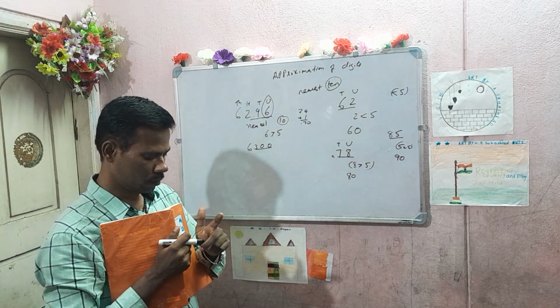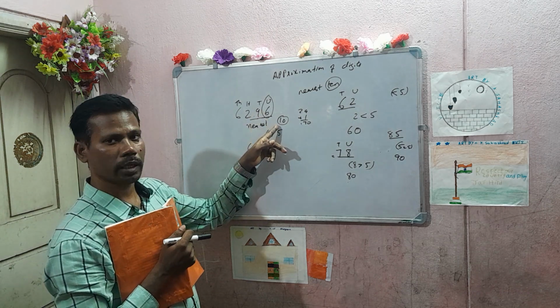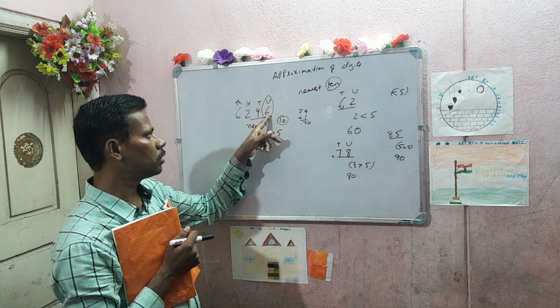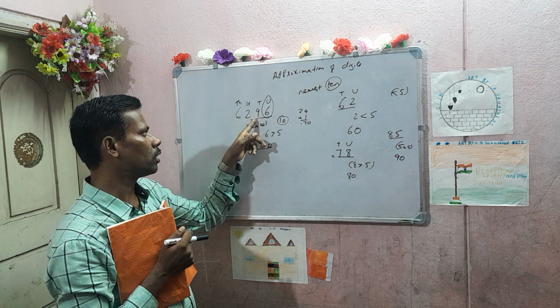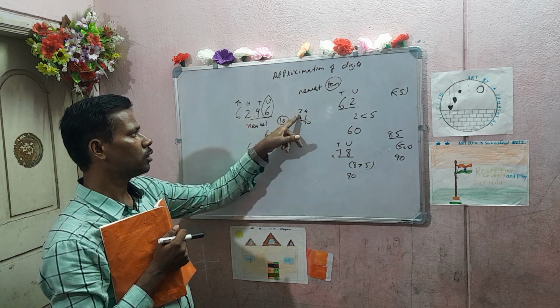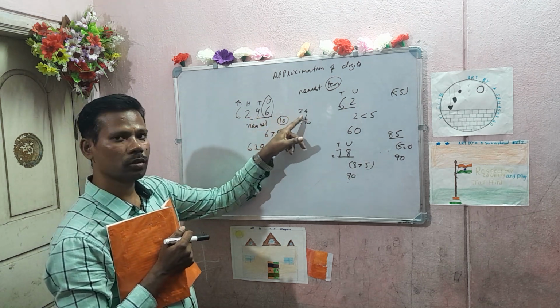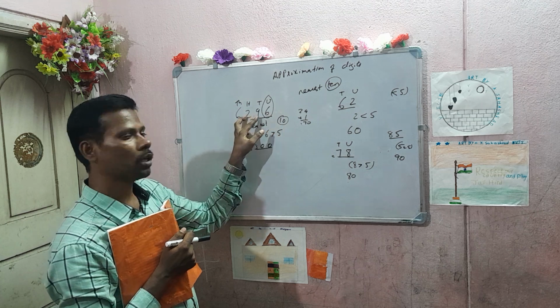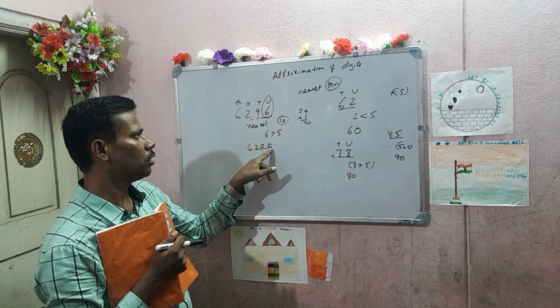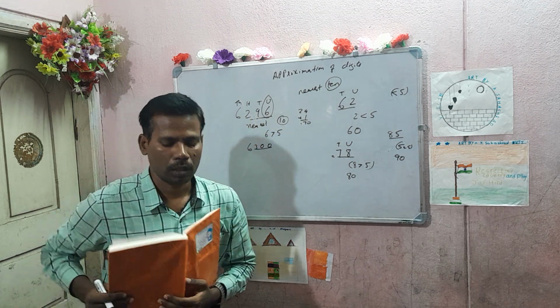Once again, it is asking nearest to 10. Nearest to 10 means units place. Units place is greater than 5, so add 1 to the previous one. So 29 plus 1. When 9 is coming, you should take this digit also. 29 plus 1 is 30. Now it is like this. The answer is this one. Another example.